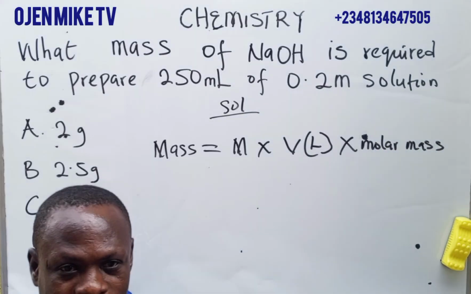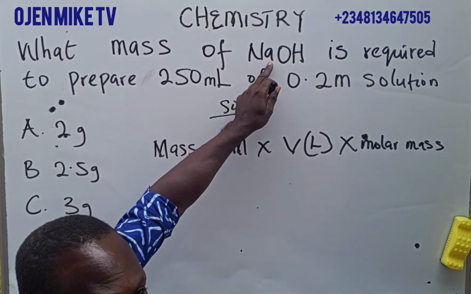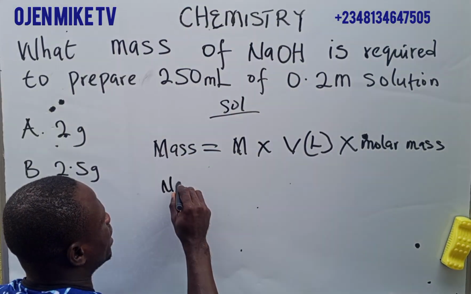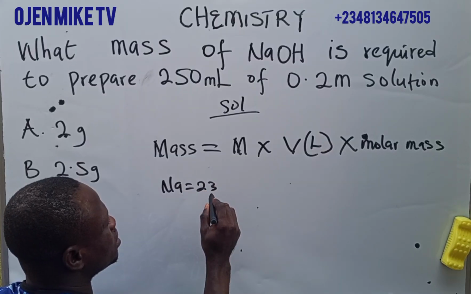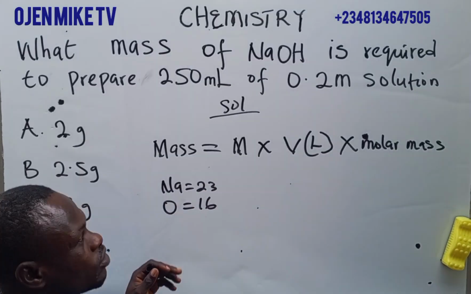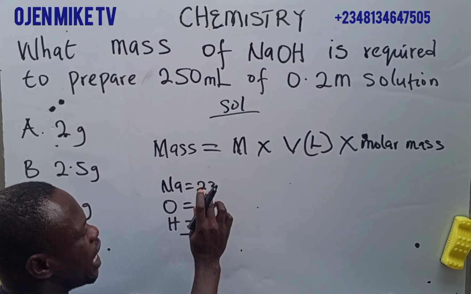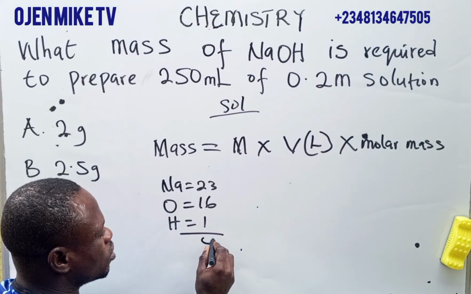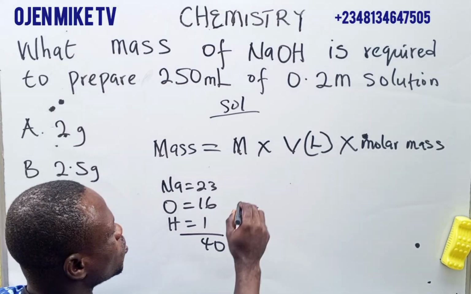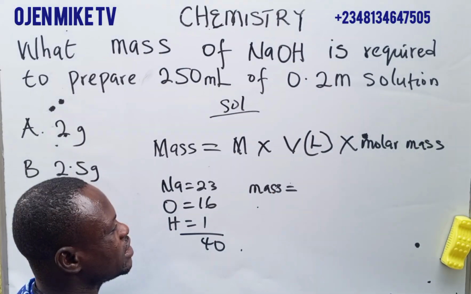By that we have gotten our answer. So we are going to find the molar mass. The molar mass of what? Sodium hydroxide. Na is equal to what? 23. Oxygen is equal to what? 16. That is the atomic mass of it. Hydrogen is equal to what? 1. So if we add the whole of this, 23 plus 16 plus 1, gives us 40.